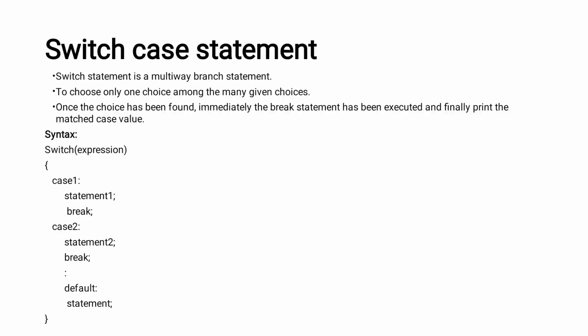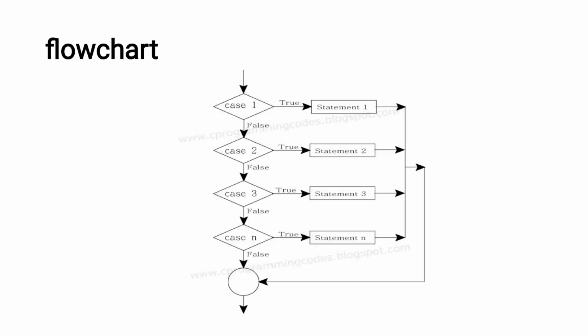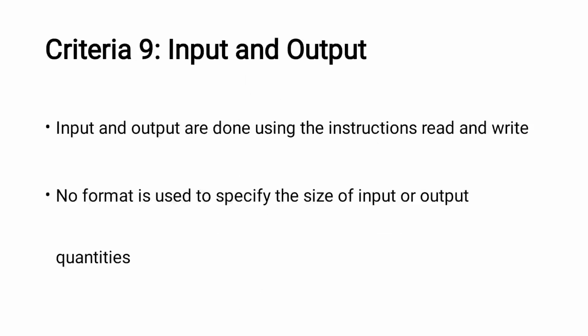Finally, the switch case statement is a multi-way branching statement. We will have different case statements: case 1, case 2, up to n number of cases. The general syntax is a switch expression, case 1 statement, case 2 statement. We will use a break. Finally, if the condition is not satisfied, it will execute the default statement. So this is the general flow chart: case 1, statement 1, case 2, statement 2, case 3, statement 3, and the default statement is executed.